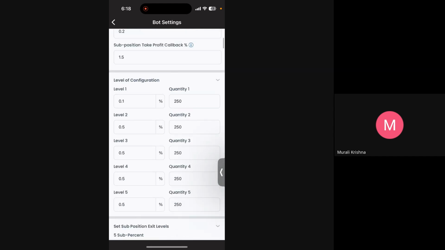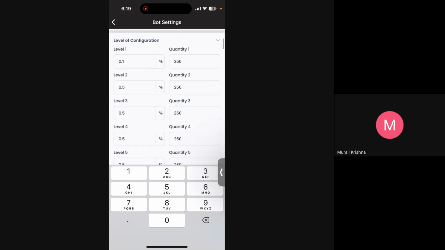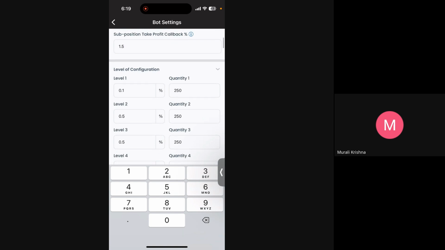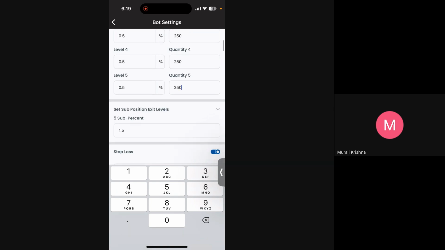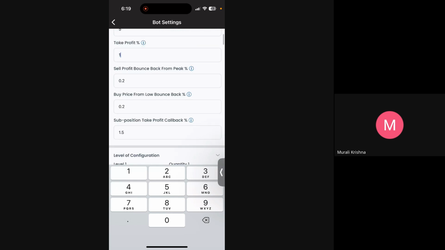And the sub position take profit I have kept as 1.5%. I will tell you what the sub level is. Sub level positions apply only after level 5. For the level 5 quantity, these 250 shares, you can book a separate profit percentage. See here, the sub level profit percentage will be active only if you have more than 5 levels of buying. These 250 shares will be sold for 1.5% profit, and all these 4 levels of buying will be sold at 1% profit.